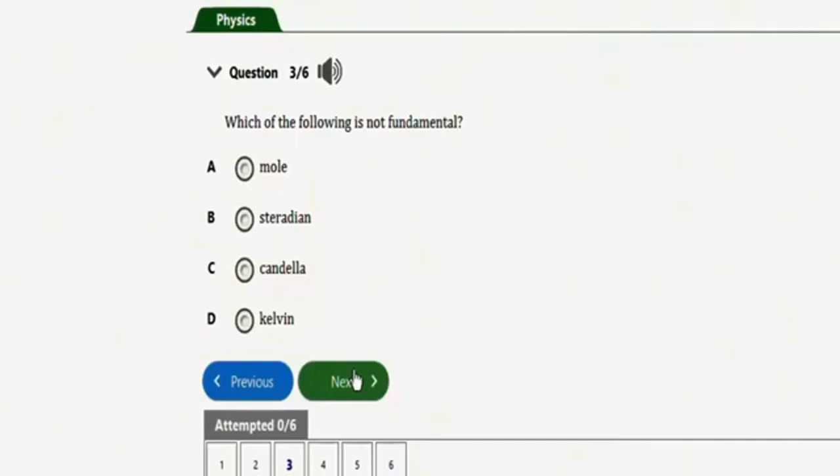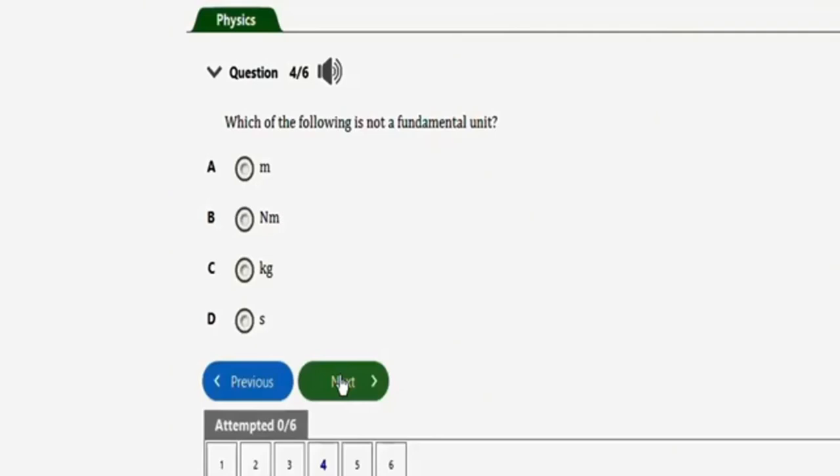Mole is a fundamental unit. Alright, mole is the unit of amount of a substance, whereas candela is the unit of luminous intensity. Kelvin is the unit of temperature in physics. So temperature, luminous intensity, amount of a substance, these are fundamental quantities. Alright, and they have their respective units to be mole, candela and Kelvin. So that's it for this question. Let's go to the next one.